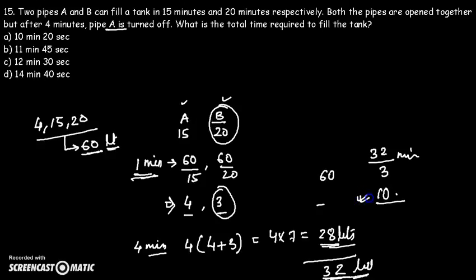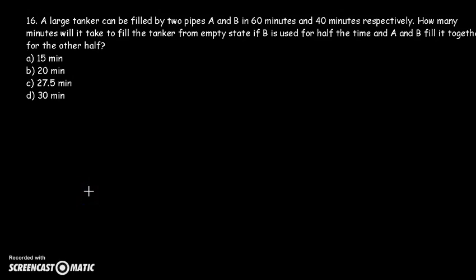Now 10 point something minutes to fill in this 32 liters, and for 28 liters it was 4 minutes, because both of them, A and B, have worked for 4 minutes at the start. So total 10 plus 4, 14 point something, 14 minutes plus a few seconds. Okay, option D should be the answer. Let's take the next question.